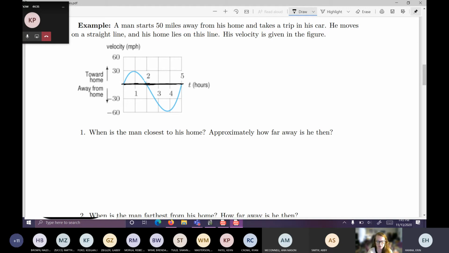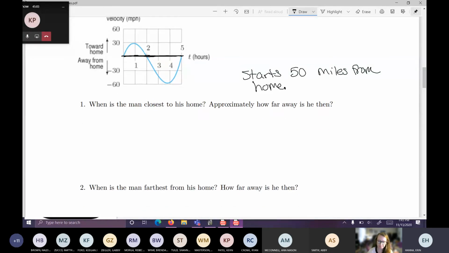So essentially any positive velocity means that he's driving towards home, and any negative velocity means he's actually traveling away from his house. And remember, he starts 50 miles away from his house. Okay, so let me actually write that down here because I'm about to scroll down a little. Starts 50 miles from home. Let me scroll down a little bit. There we go. So when is the man closest to his home? Approximately how far away is he then?